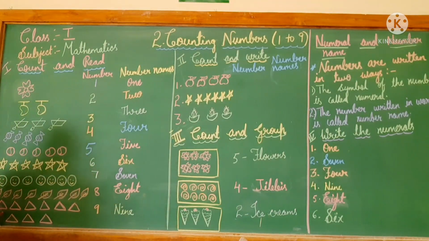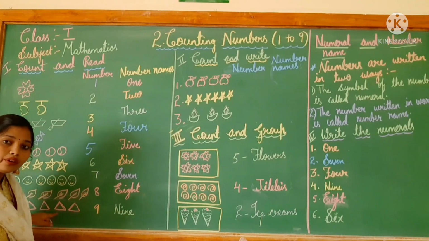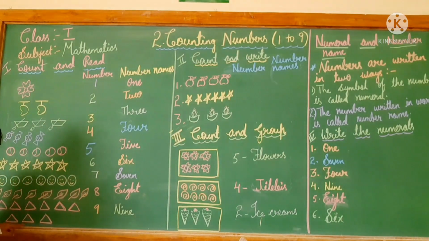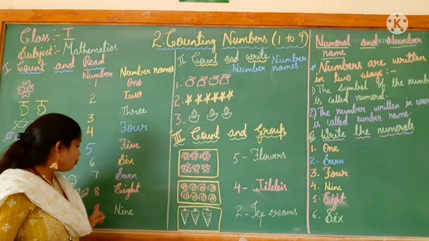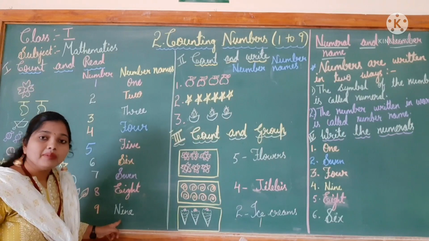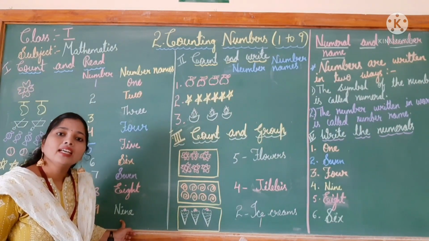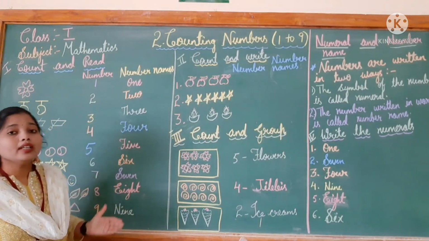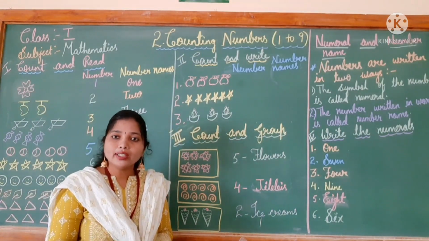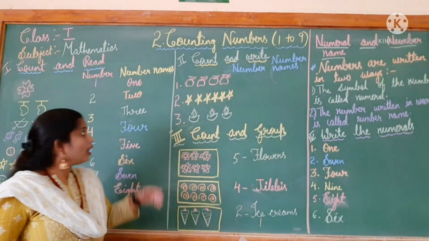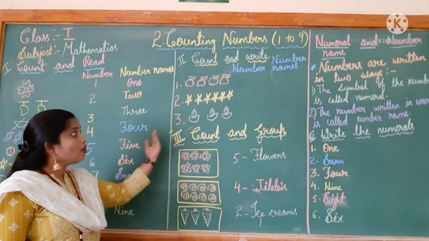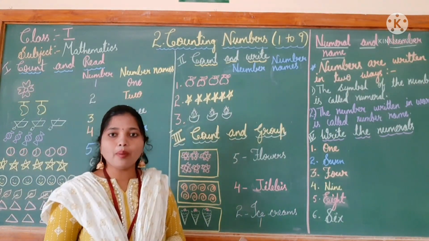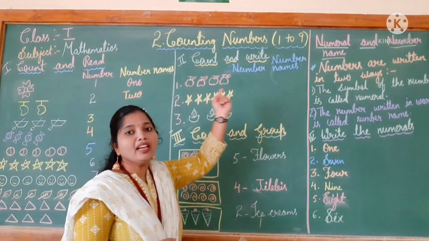Next, count the triangles here, children. 1, 2, 3, 4, 5, 6, 7, 8, 9. There are 9 triangles. So, the number is 9 and the number name is NINE, 9. So, we have learned the numbers from 1 to 9. Okay, this is about count and read. Now let us move to the next topic, that is count and write.